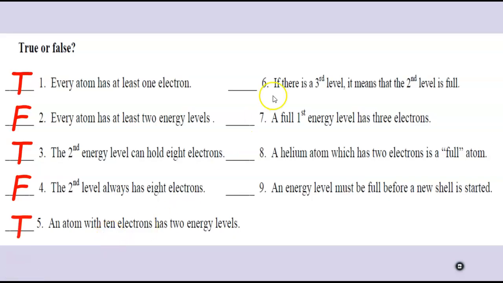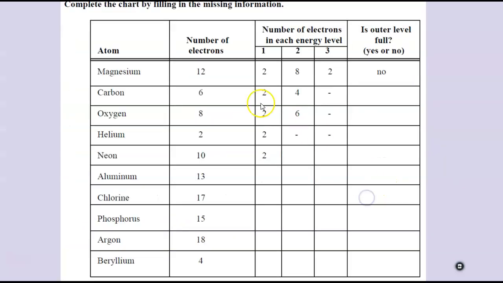An atom with 10 electrons has 2 energy levels. This is true. If there is a third energy level, that means that the second energy level is full. This is true. A full first energy level has 2 electrons. This is false. A helium atom, which has 2 electrons, is a full atom. This is true. Full just means that all of the electrons are filled in all energy levels. Then the last one, an energy level must be full before a new shell is started. This is true.